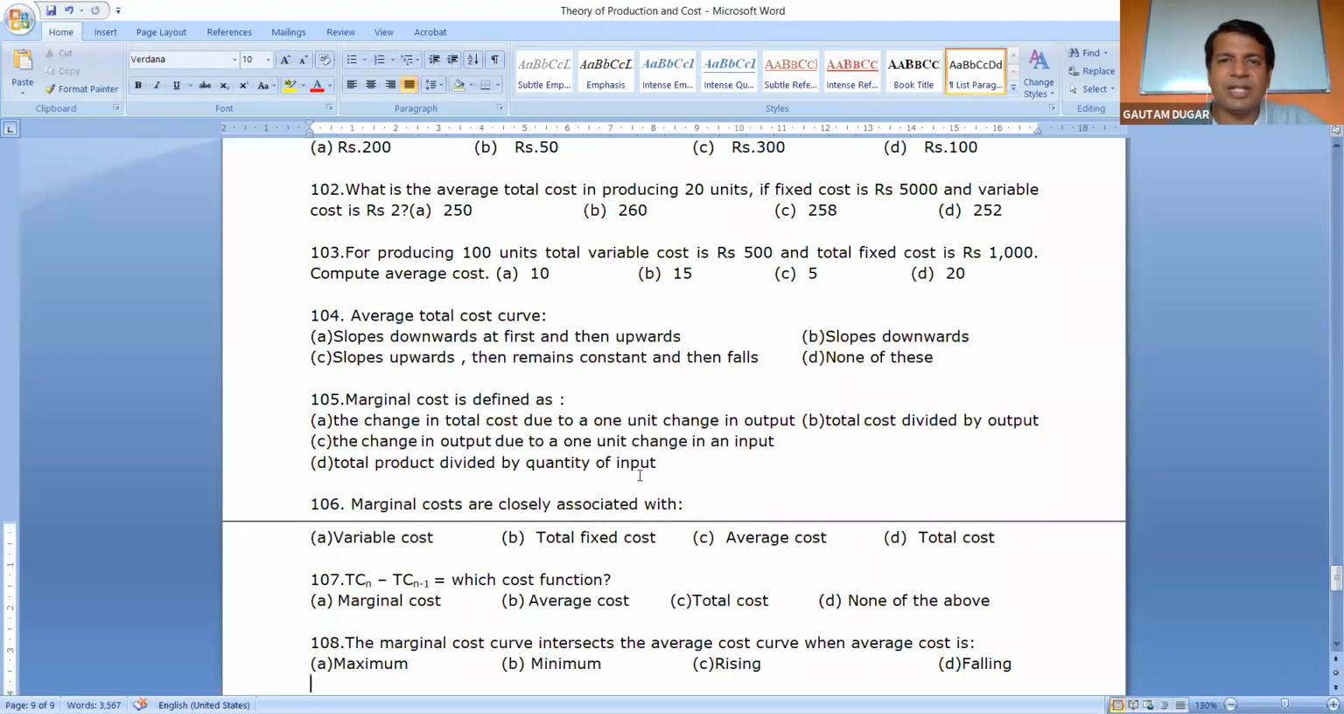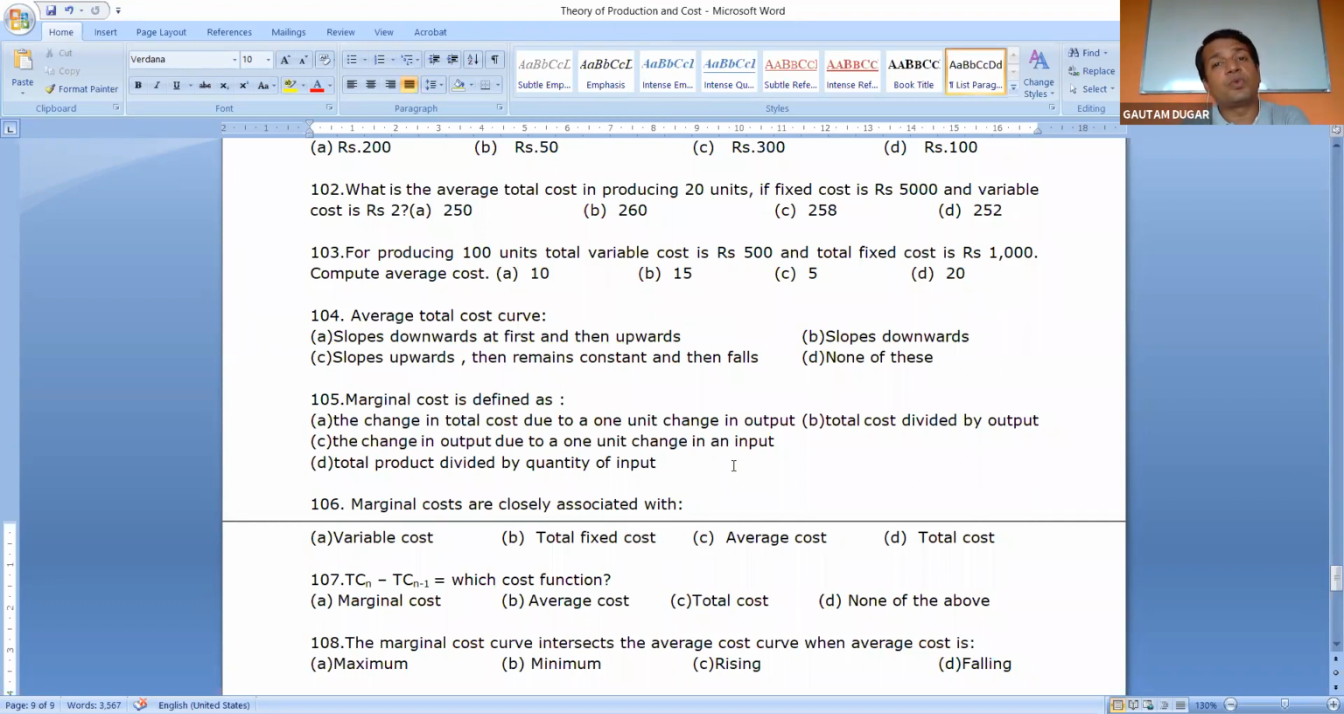Reason: total fixed cost and total variable cost together make up the total cost. The total cost would be 1500, right? Total cost is 1500 and divided by 100 units, because they've asked for average cost. The average cost will be 15 rupees. Next, average total cost curve, 104. Read the options. That's right. Option A, slopes downward at first and then upwards, is the correct answer.